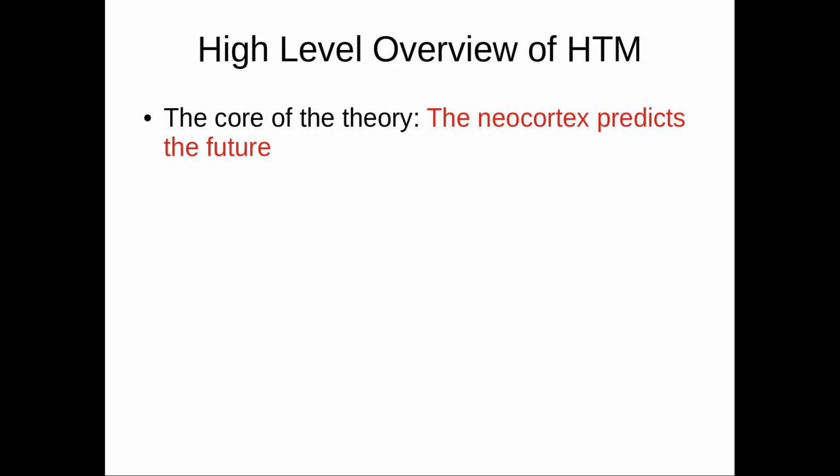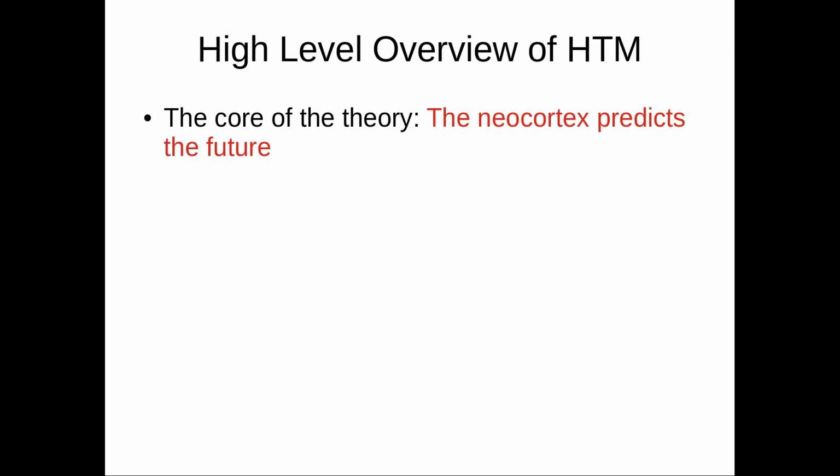Now, HTM starts with one simple proposal: that the function of the neocortex, the thing it evolved to do, what it's doing all the time, is predict the future. It takes an input and uses that to try to build a model of the world to better predict what will happen next. That is the core of HTM.